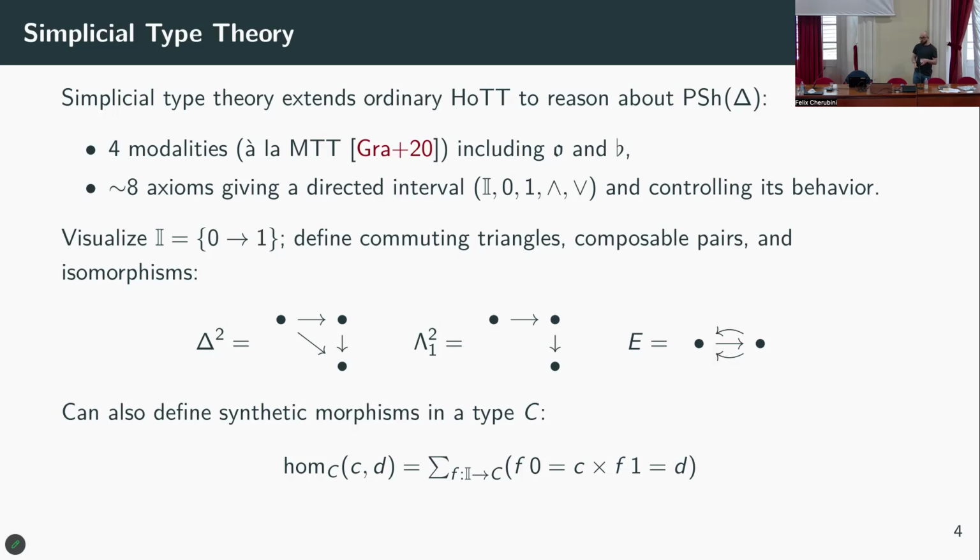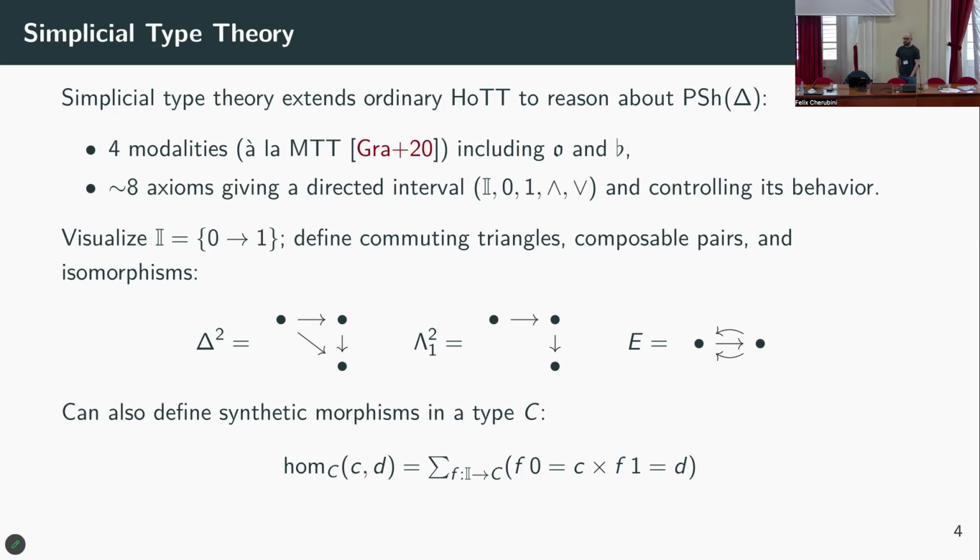And using pushouts, we can glue together copies of delta 2, 1, or delta 1 and delta 2 again, to get the walking isomorphism, which is a single arrow with a section and a retraction. Okay? So these are all things that we can just start to isolate using the theory of dependent type theory. And we can also likewise define what a synthetic morphism is in an arbitrary category. So this is just going to be a function from the interval to that type.